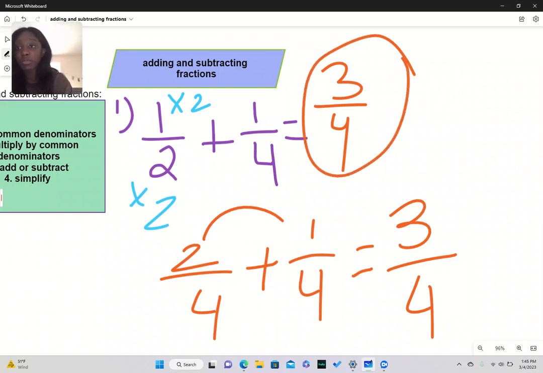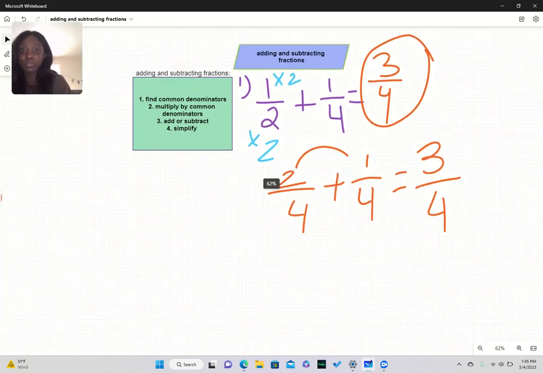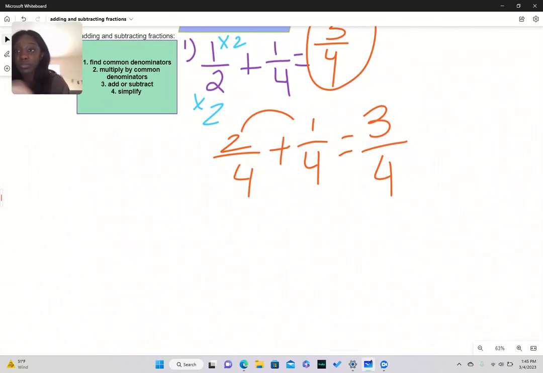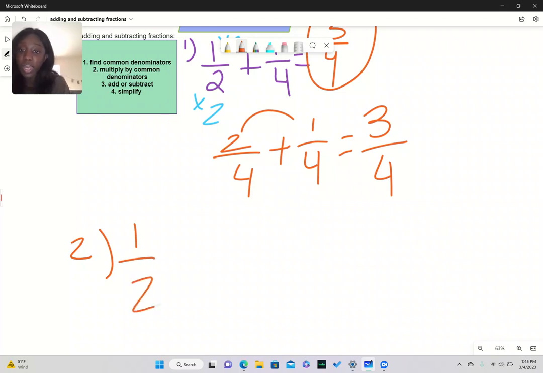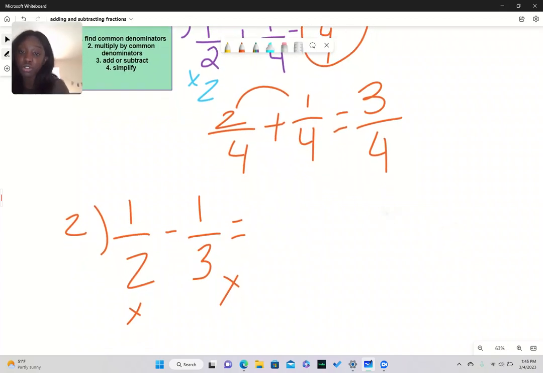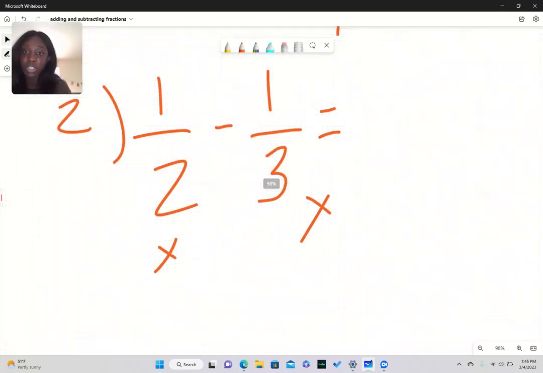Now let's try an example of subtracting. Let's go down here. So remember, if you want to subtract, it's going to be the same amount of steps. So if we have 1/2 minus 1/3, the first step would be to find the common denominator. So 2 times what will give us, wait, let's think here. So we have 2 and 3, and there's no common denominators between the both of those because 2 can't go into 3, and there's no way to multiply that. So we have to find another thing to do.